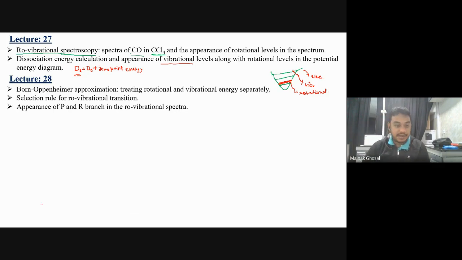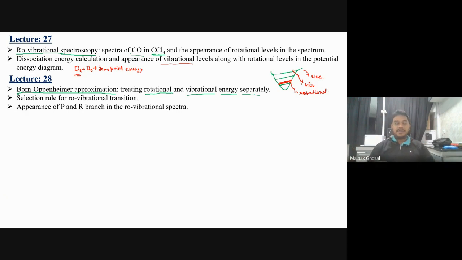This was just very early discussed. Born-Oppenheimer approximation. This Born-Oppenheimer approximation, actually, they told that rotational and vibrational energy levels, you can treat them separately for calculation. Okay. So whenever there are rotational and vibrational energy levels, you can treat them separately. This is Born-Oppenheimer approximation. You will get to know about this much later.